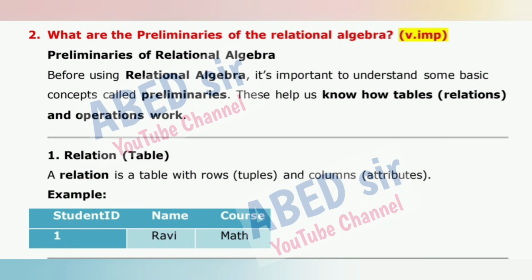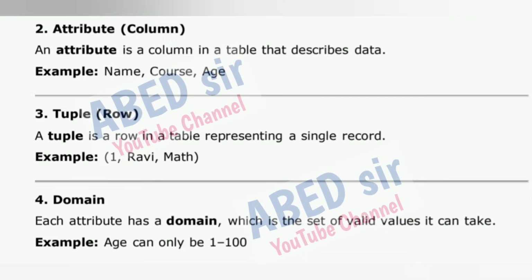1. Relation, table. A relation is a table with rows, tuples, and columns, attributes. Example. Student ID, name, course. 1. Ravi, math. 2. Attribute, column. An attribute is a column in a table that describes data. Example, name, course, age. 3. Tuple, row. A tuple is a row in a table representing a single record.